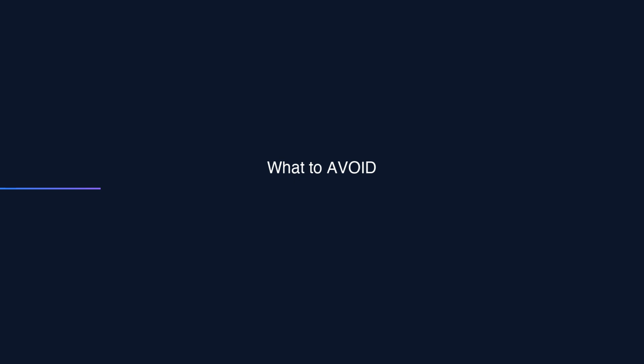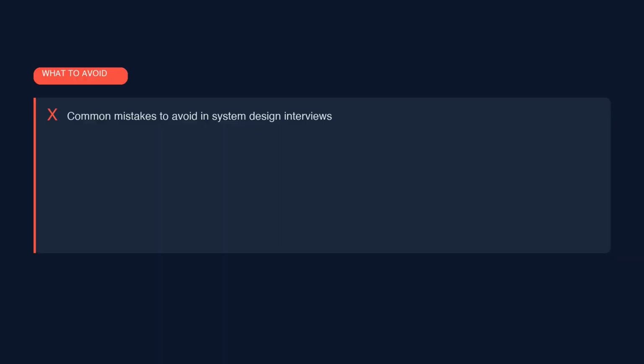Now, just as important as knowing what to say is knowing what not to do. These are the common mistakes that kill your interview. Mistake number 1, jumping straight into the solution without asking a single question. Mistake number 2, over-engineering. Don't design for Google scale when the problem says startup with 10,000 users. Number 3, and this is huge, silence. Always think out loud. The interviewer cannot evaluate what they cannot hear.